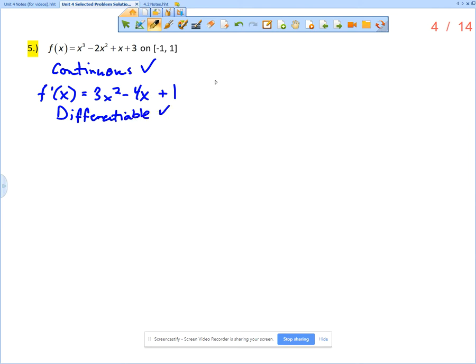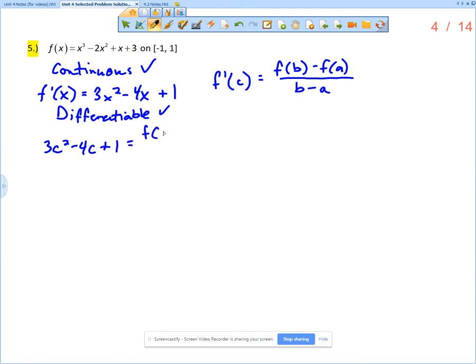If f is continuous on the closed interval and differentiable on the open interval, then the mean value theorem applies, which means that there must be at least one value of c on the interval -1 to 1, such that f prime of c is equal to f of b minus f of a over b minus a. So we set 3c squared minus 4c plus 1 equal to f of b, which is f of 1, minus f of a, which is f of -1, over 1 minus -1.